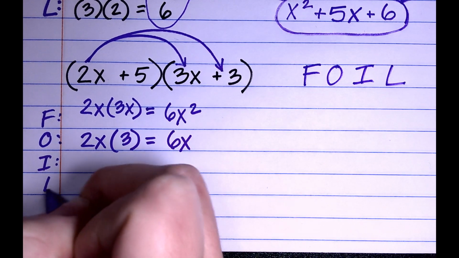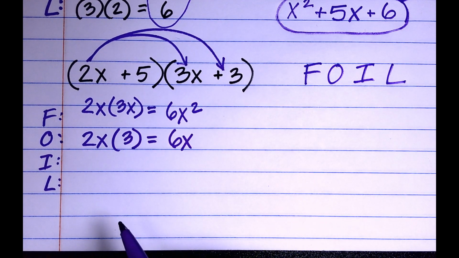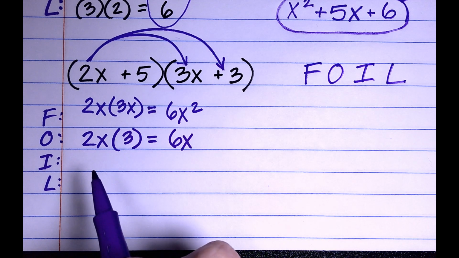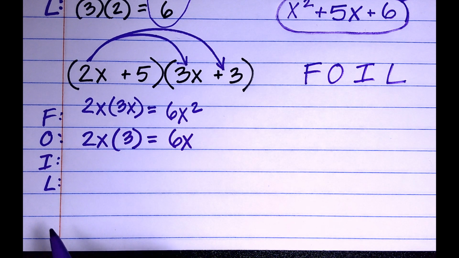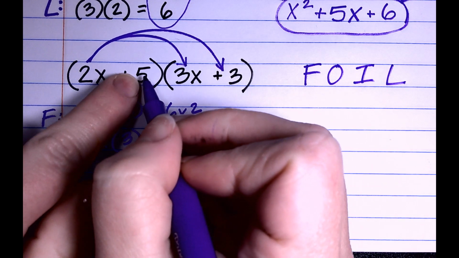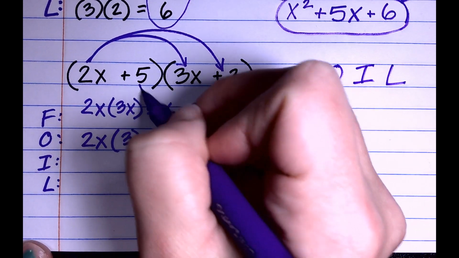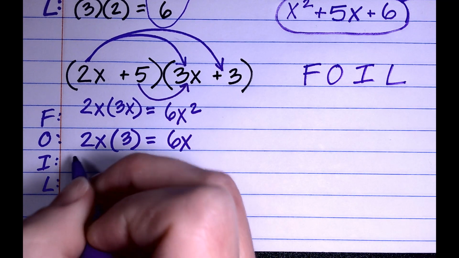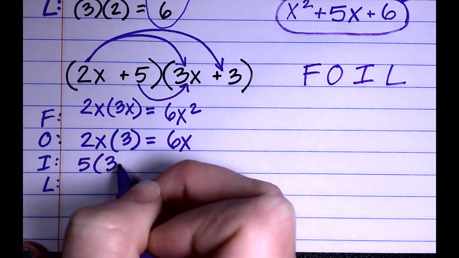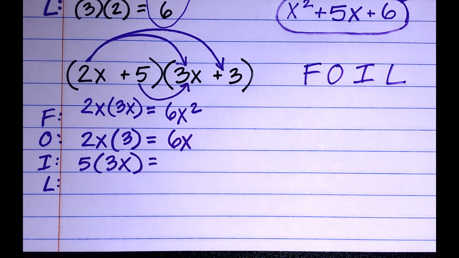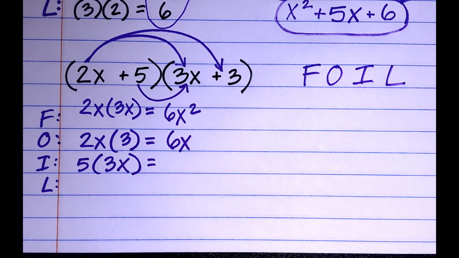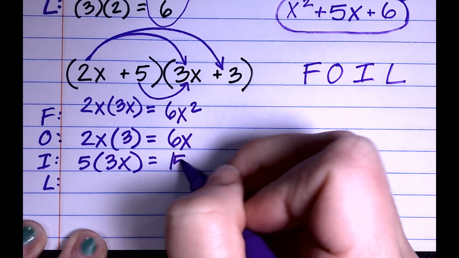And what do I do next? My inner terms. Which terms are my inner terms? Perfect. 5 and 3x. So 5 times 3x, which is, perfect, 15x.